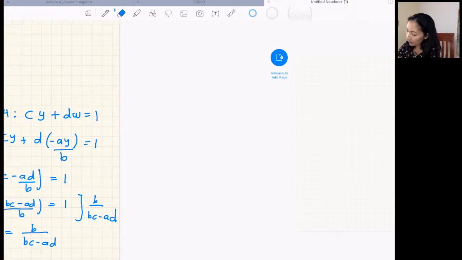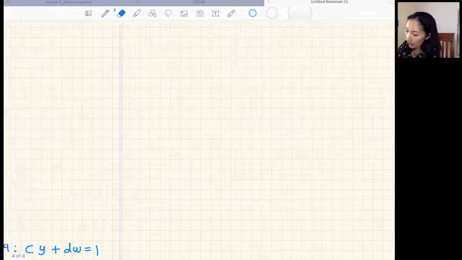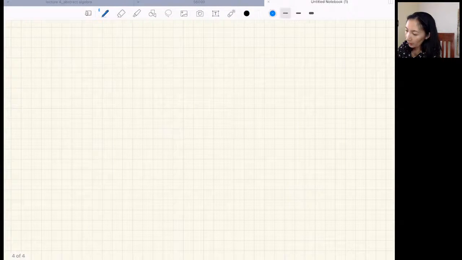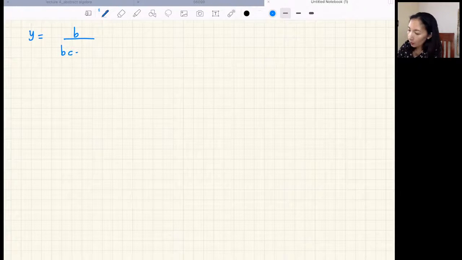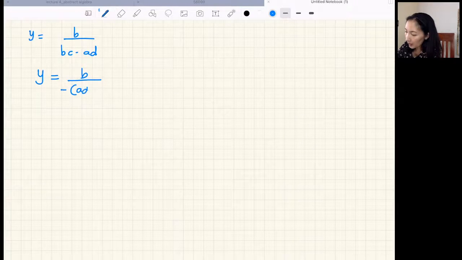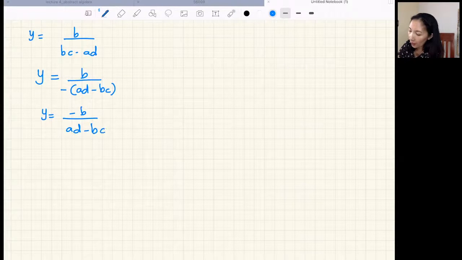Okay, so from Y is equal to B over BC minus AD, we can rewrite this into Y is equal to B over the negative of AD minus BC. And further, we could write Y as negative B all over AD minus BC. So now we have Y.